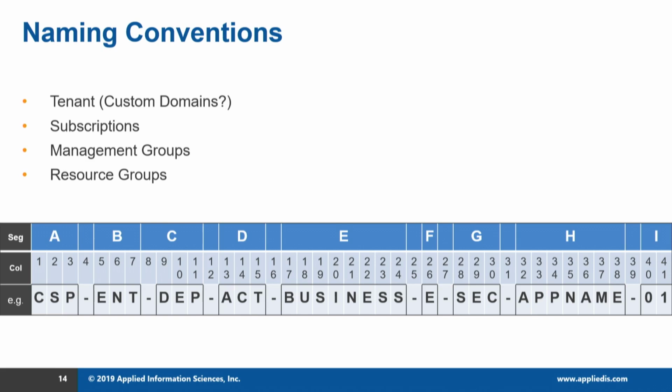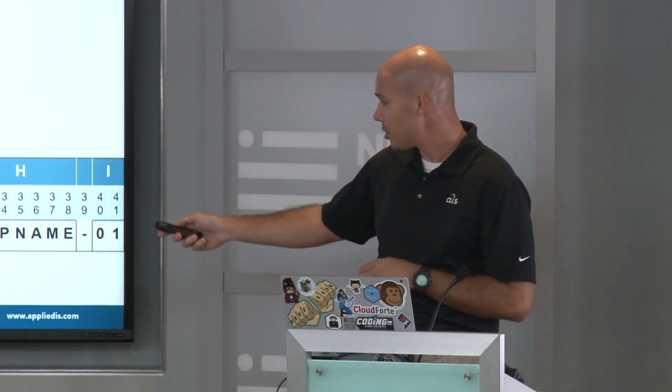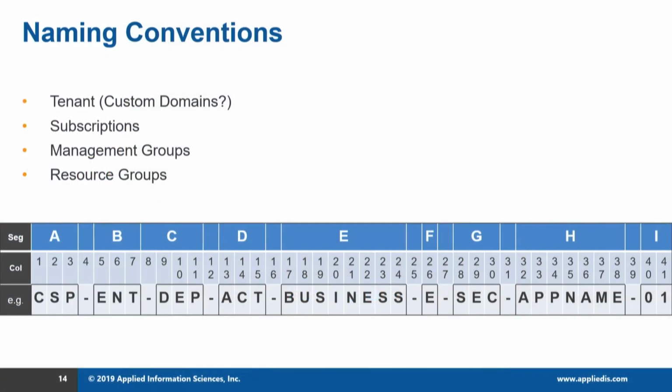But you want to establish a naming convention that can be used and be consistent across multiple, I would say, areas within Azure. So subscriptions, management groups, resource groups. And are you going to use the same naming convention for each one of those items, those logical groupings? As you see here, I have just a demonstrated naming convention where we use something like cloud service provider, enterprise, department, account, business, a little environment variable here, a security acronym if you have one, the actual application name, and then maybe you have a versioning on that application, which is like an ordinal.